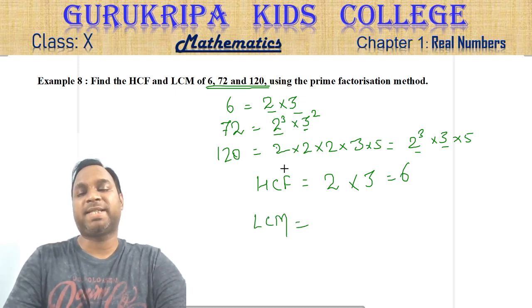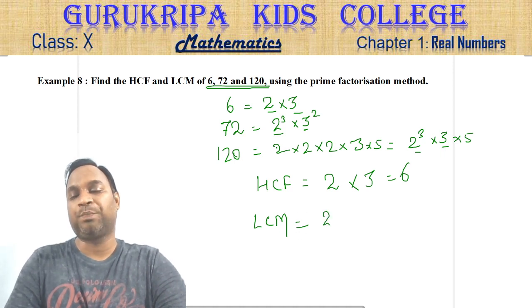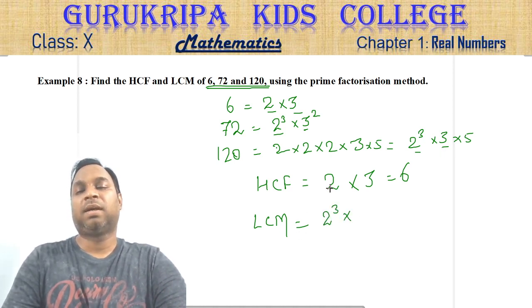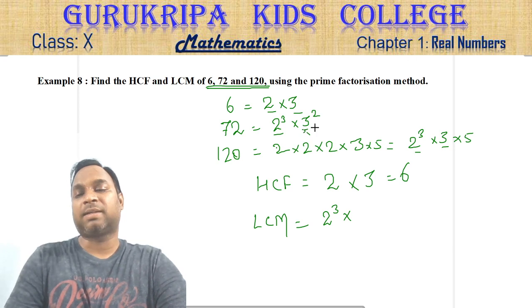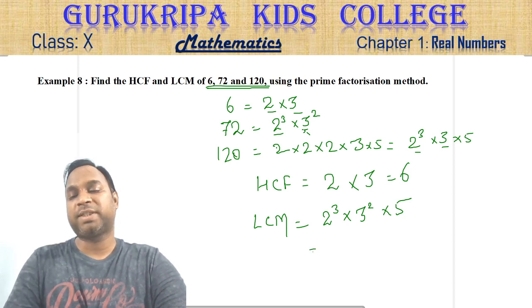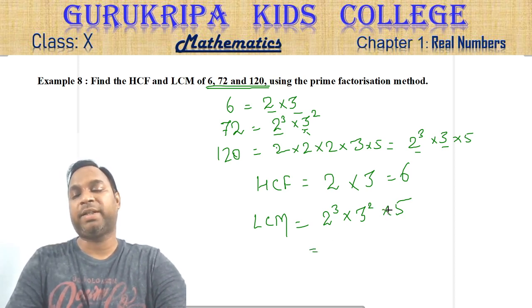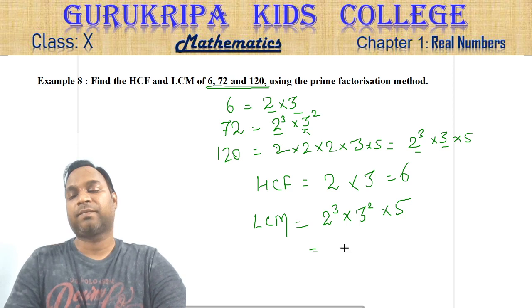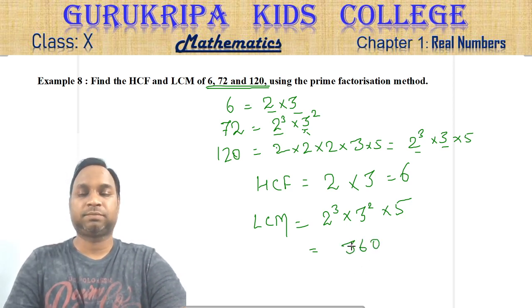If you talk of LCM, 2 is coming maximum number of times. How many times? 3 times. 2 cube. 3 is appearing square. 3 square into 5. What will this give you? 8 into 9, 72 into 5, 360. Okay.